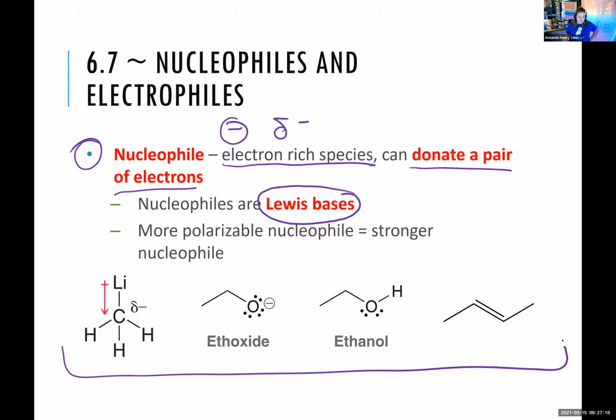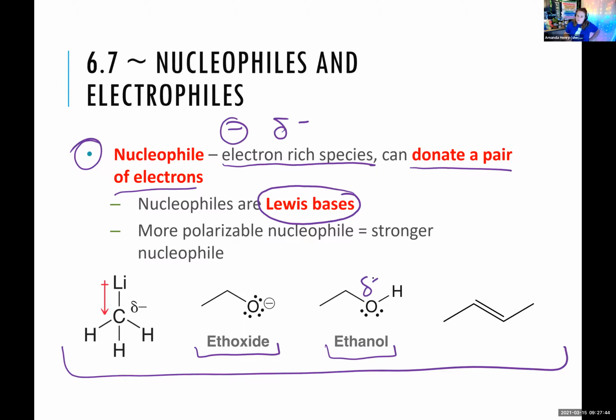So we have our partial negative carbon that we talked about on the last slide. We have a negatively charged oxygen, so this is ethoxide. We have our ethanol here. In this, oxygen is partially negative just because it's more electronegative than carbon. So it's the electronegative atom in that molecule.